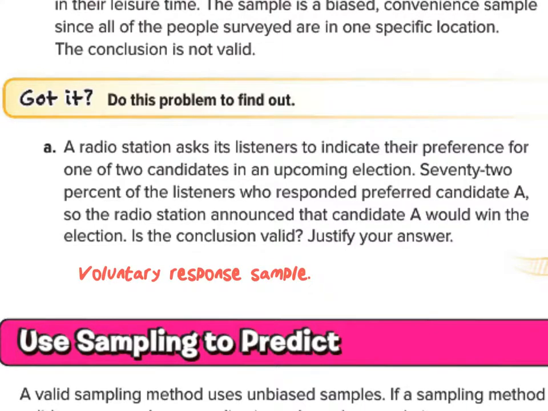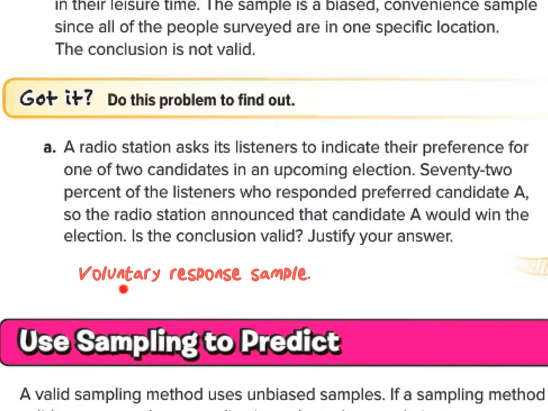This would be a voluntary response sample because they're asking the listeners to call in, right? One of two candidates in the upcoming election. 72% of the listeners who responded preferred candidate A. So the ones who responded, the ones who actually picked up the phone and decided to call in to give their answer. Now, we don't know. This is a volunteer response answer.